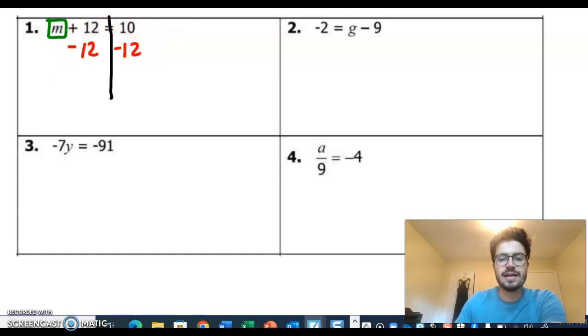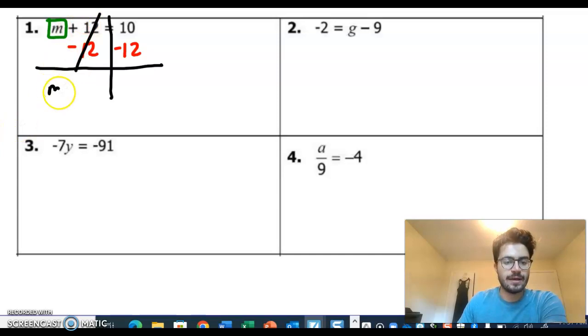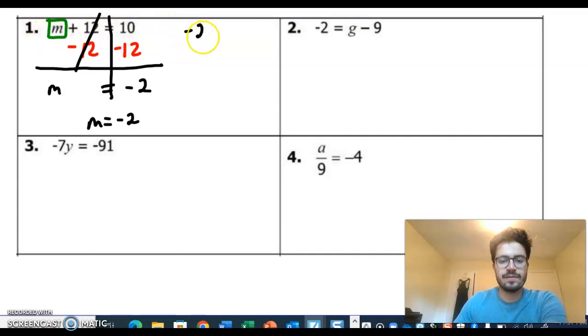But whatever I do to one side, I have to do to the other side. So this is going to cancel out the 12. I have the m left. Then I do 10 minus 12. That's negative 2. m is equal to negative 2. And I can check my work. If I put negative 2 in for m, I have negative 2 plus 12 equals 10. Negative 2 plus 12 is 10. 10 equals 10. Good job.